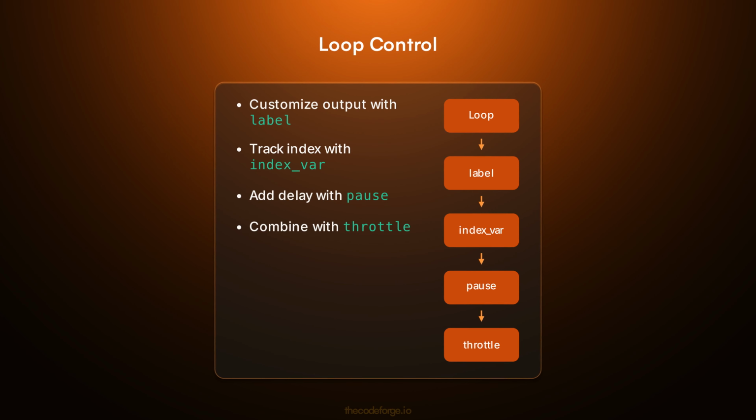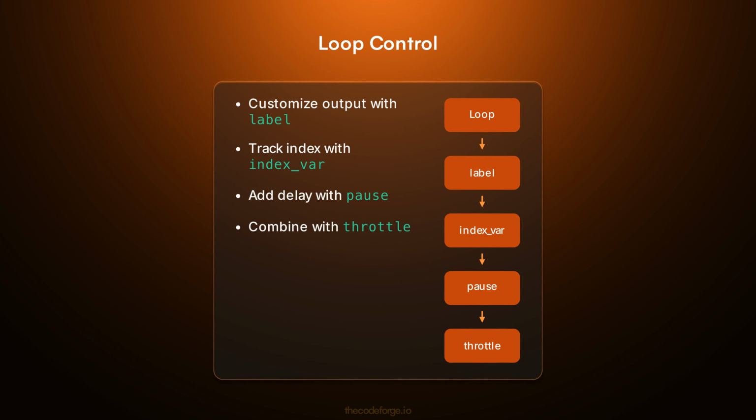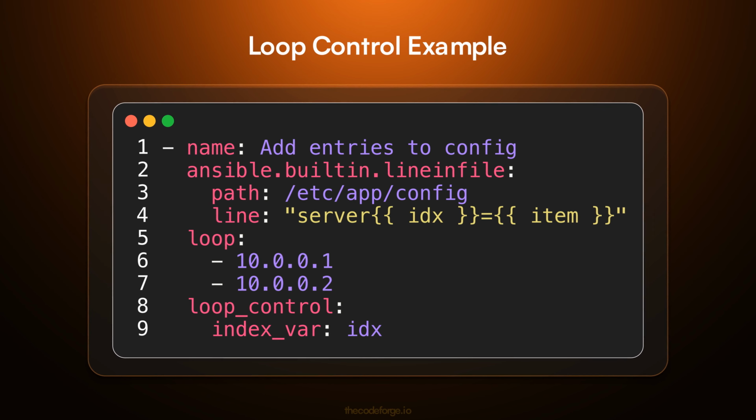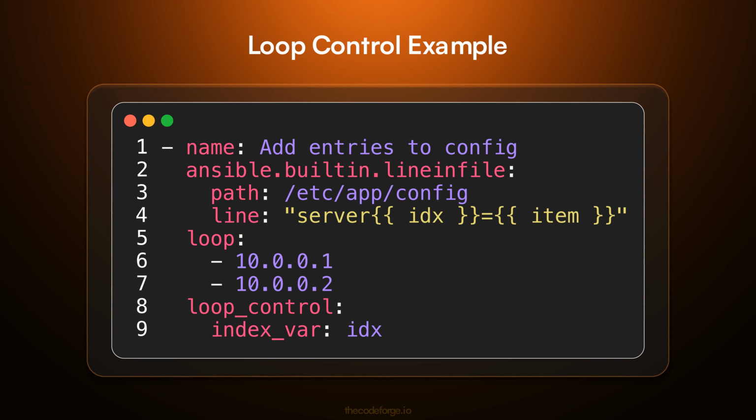Loop control gives you fine-grained control. Use label to make output readable, index_var to track the iteration number, and pause to add delays between iterations for rate limiting. Here we use index_var to number each entry. The ix variable holds the current index starting from 0.